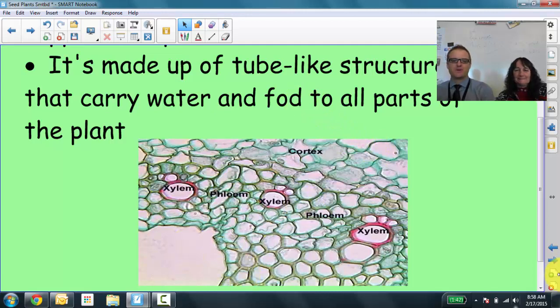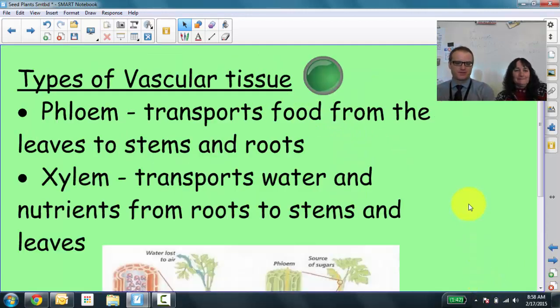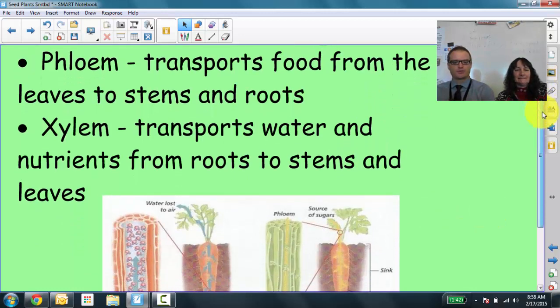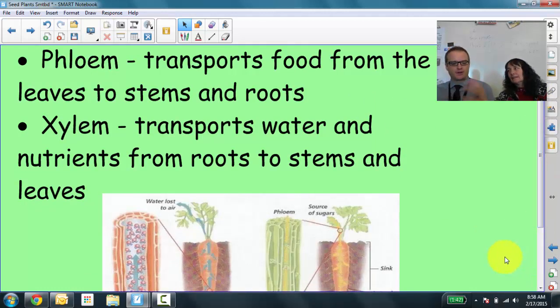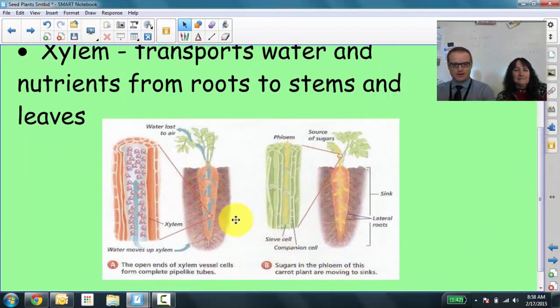There are two major types of vascular tissue. Phloem transports food from the leaves to the stems. Phloem carries food down. Then you have xylem. Xylem transports water and nutrients from the roots to the stems and leaves. Xylem is carrying the water the roots gather. So xylem up, phloem down. You can see here the idea of how the xylem will carry the water and nutrients up.